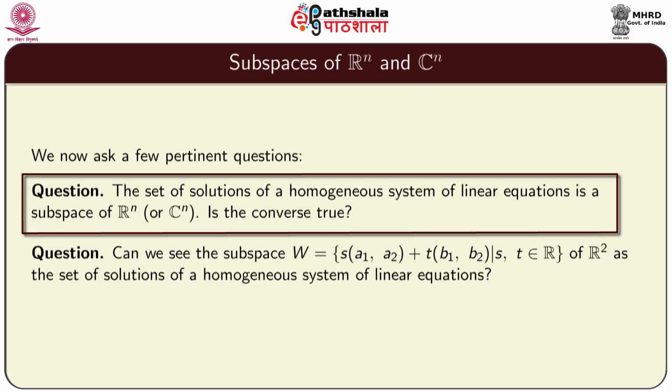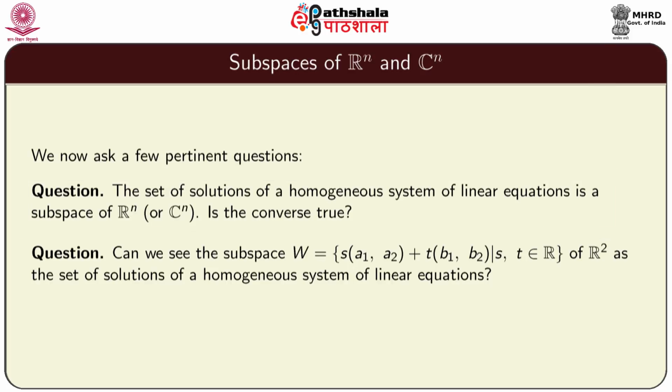The set of solutions of a homogeneous system of linear equations is a subspace of Rn or Cn. Is the converse true? That means, if we take a subspace of Rn or Cn, can that be seen as the set of solutions of a suitable homogeneous system of linear equations?